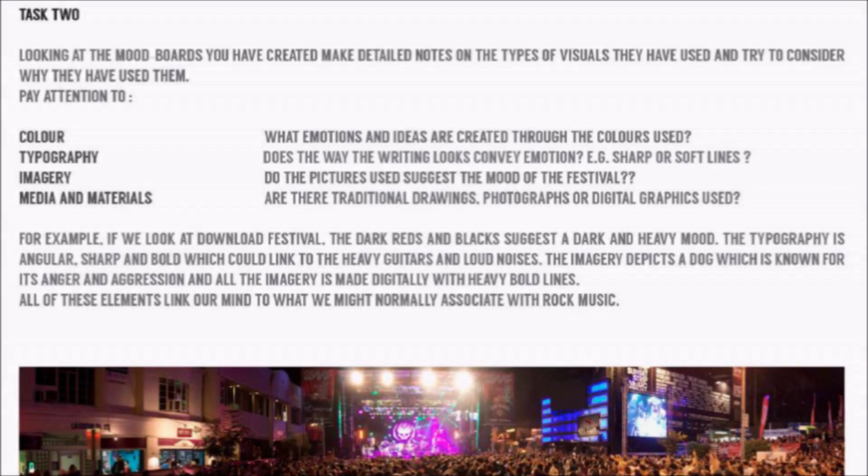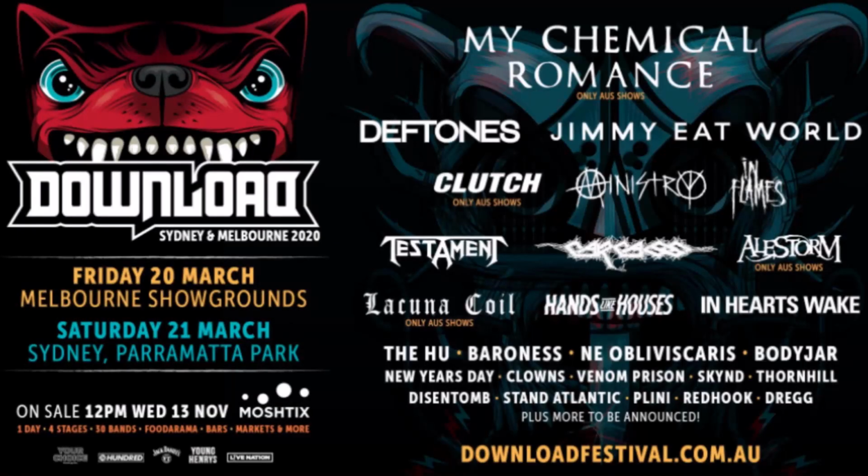If we have a little look at an example, we could look at the Download Festival. Download is a heavy rock festival. When we look at its visuals, we see that the colours used are dark reds and dark blacks, which could suggest a dark and heavy mood relating directly to the music. The typography is angular, sharp and bold, which again could link to heavy guitars and loud noises. The imagery within Download Festival often shows a kind of aggressive looking dog, which again could relate to the aggression in the music.